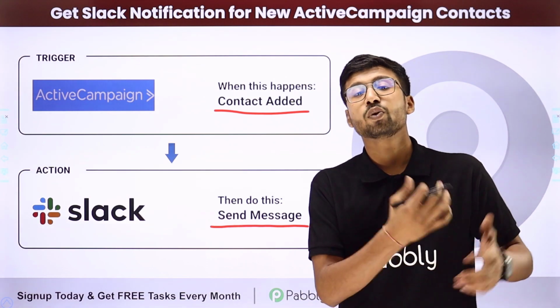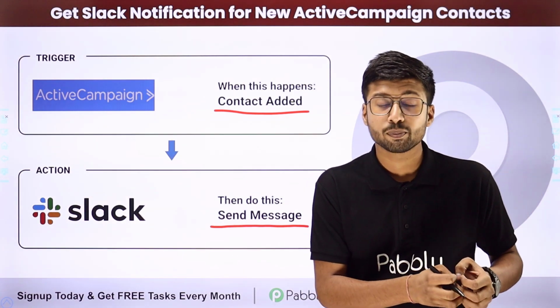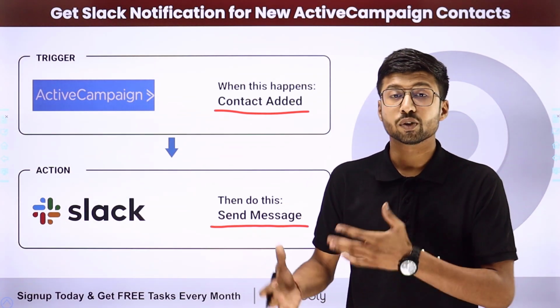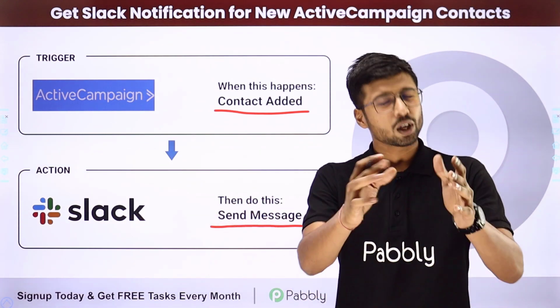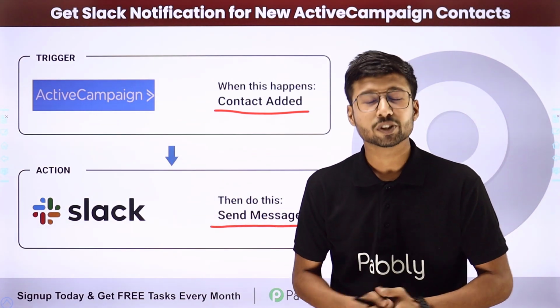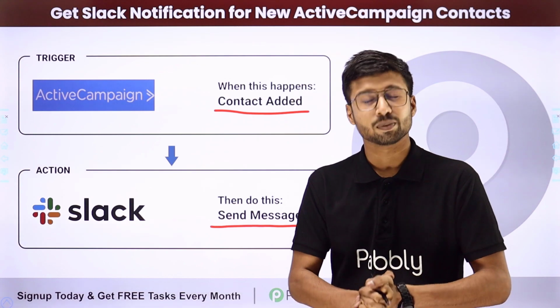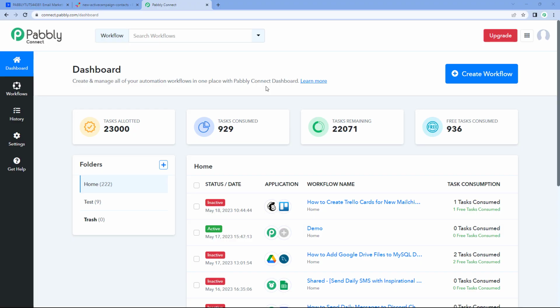In this way, whenever you get a new lead or contact in ActiveCampaign, automatically you can update your team members on Slack. Now, if you want to know how you can set up this automation, for that, you just have to come with me to my screen. So as you can see, here we are on Pabbly Connect's dashboard.